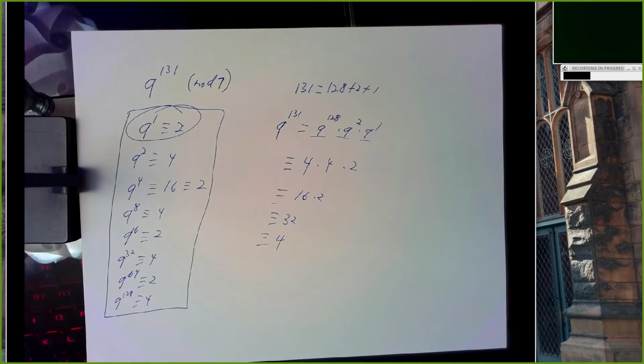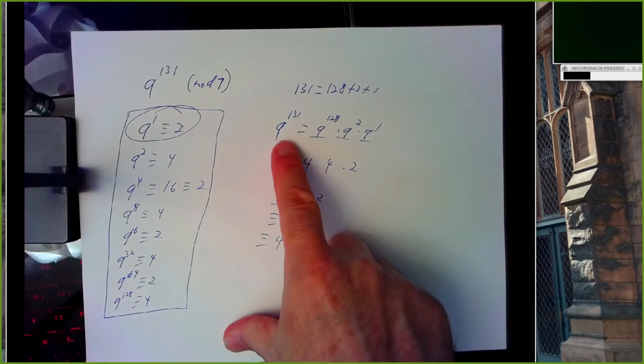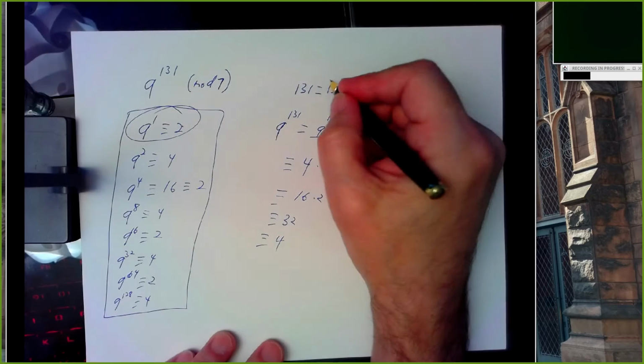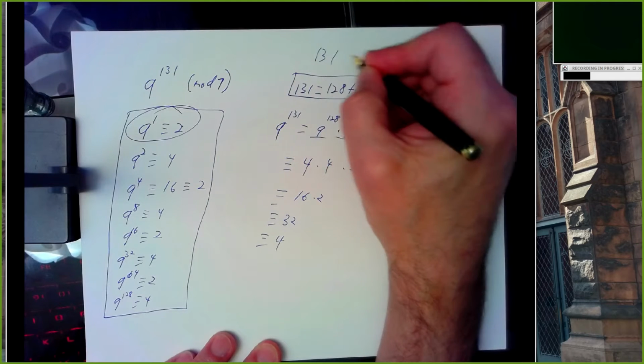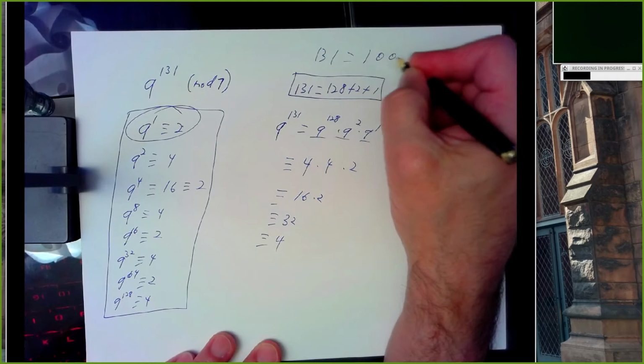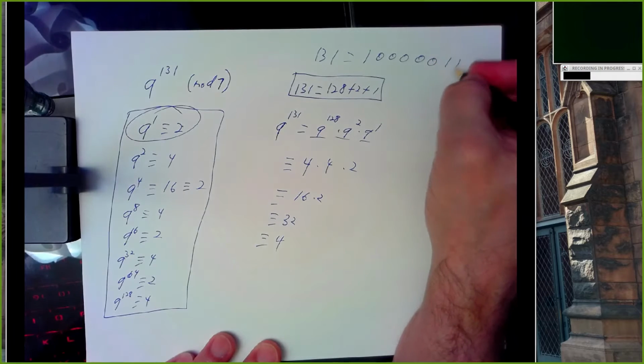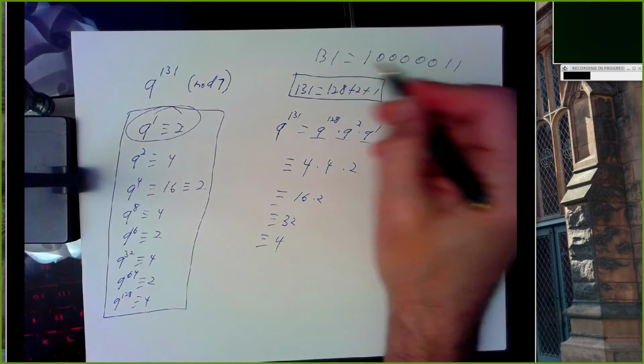code into an algorithm, right? Whereas this is very, very automatic, because doing this is just looking at 131 in binary, right? If I look at 131 in binary, it looks like that. Well, that's 1, 2, and 128.